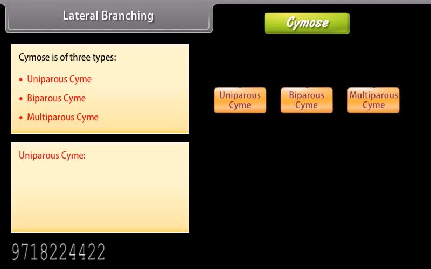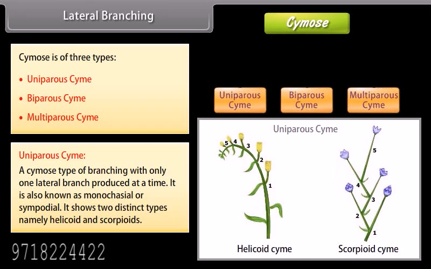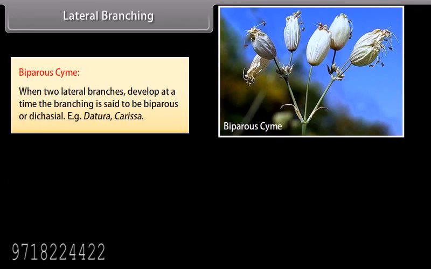Uniparous cyme. A cymose type of branching with only one lateral branch produced at a time. It is known as monochasial or sympodial. It shows two distinct types, namely helicoid and scorpioid. Biparous cyme. When two lateral branches develop at a time, the branching is said to be biparous or dichasial. Example: Datura, Carissa.